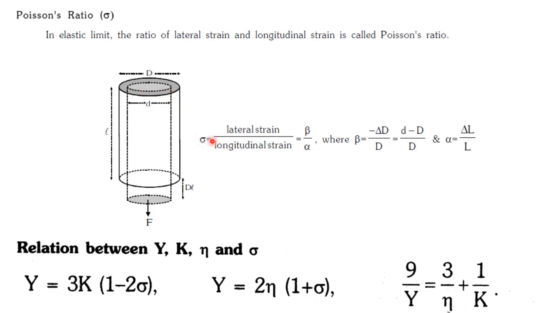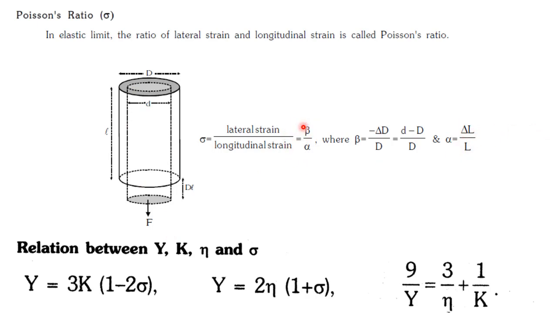So sigma, or the Poisson's ratio, is denoted as lateral strain by longitudinal strain. So what is longitudinal strain? Here it is denoted as alpha. It is the change in length, that is, increase in length by original length.